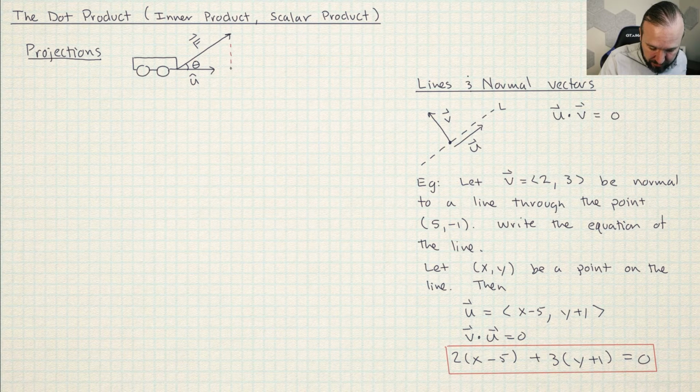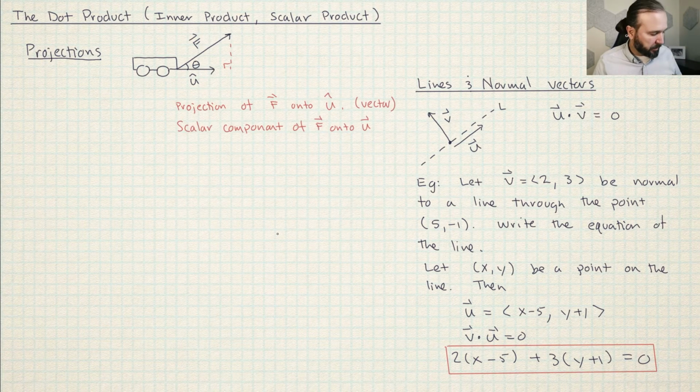And the way that you calculate that is you just drop this perpendicular down right there. And this length right here is called the projection onto u. Okay, let me clean this up a little bit. Actually, the length is called the scalar component of f onto u.